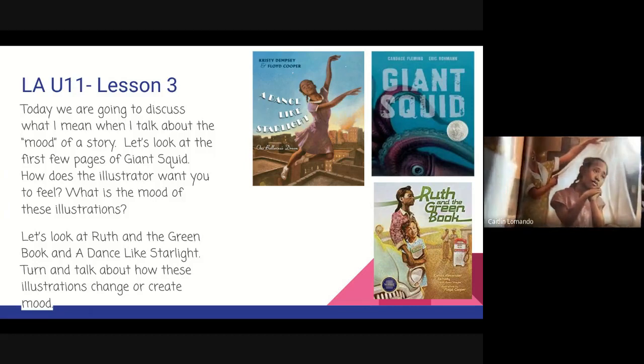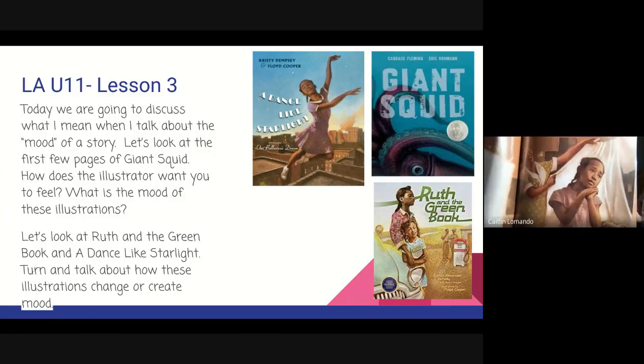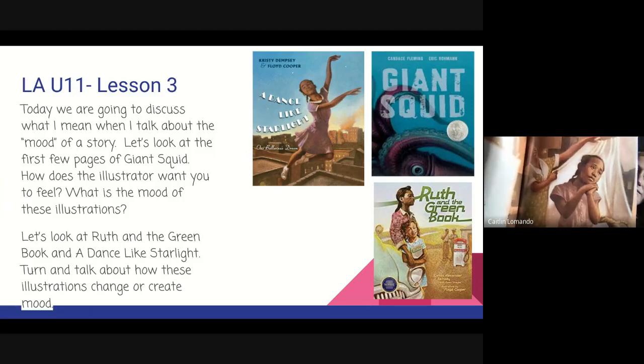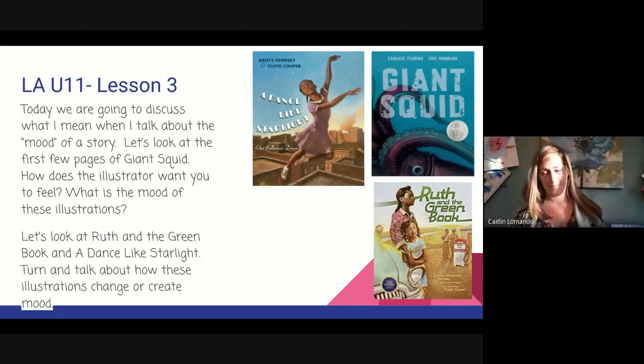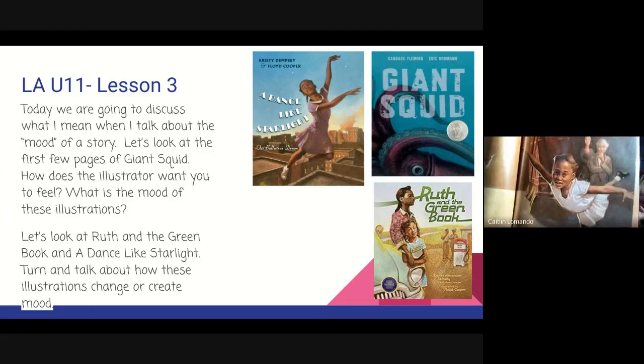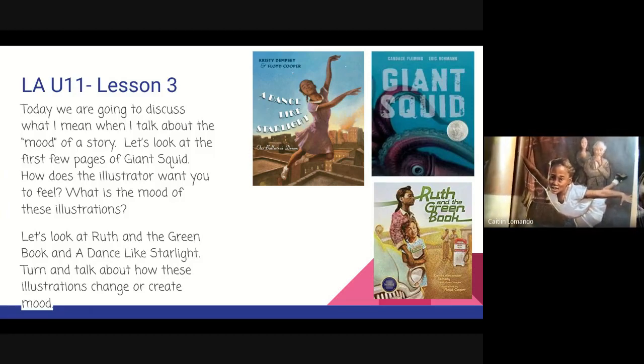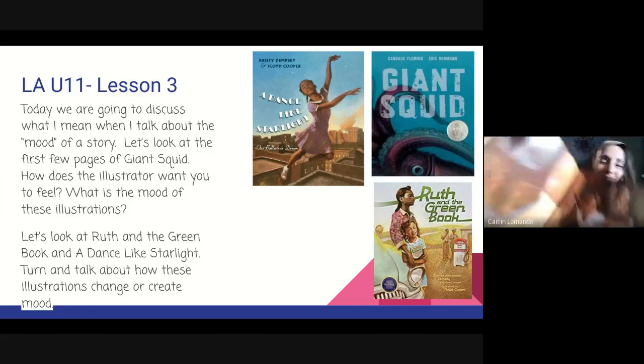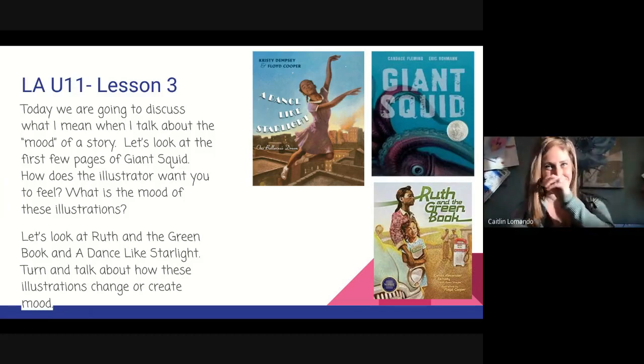Here we have an illustration of our main character and Mama. What kind of mood or feeling is the author trying to show us? Let's go to one more. Here we have our main character again. And we have two people watching her. What is the mood or feeling the author's trying to create here? Let's take a look.